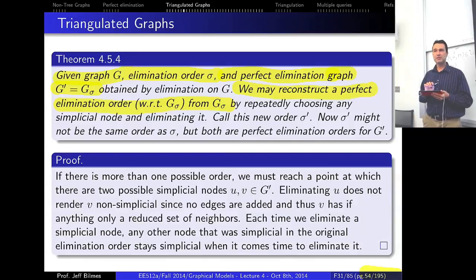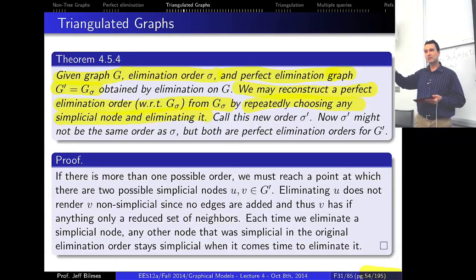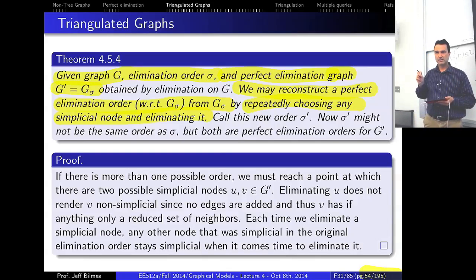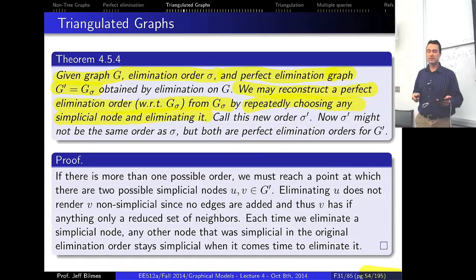And how do we do that? How do we do that reconstruction? By repeatedly choosing any simplicial node and then eliminating it. So we know once we've got the reconstituted graph that there's a perfect elimination order. So we know that there exists a series of simplicial nodes, and in each case we eliminate the vertices. We know that there is some sequence of simplicial vertices in the current graph. But let's say we do this.